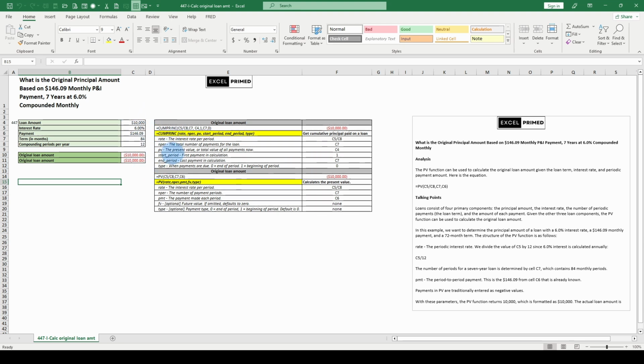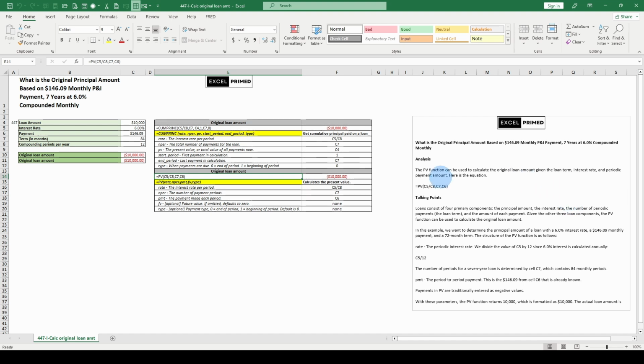This is just a review of what we just did. Principal. This was what, 2 tutorials back? So this is a breeze. You know how to do this. Present value, you can use the present value function to do the exact same thing. What is the original principal amount based on 146.09 monthly P&I, 7 years, 6% compounded monthly?